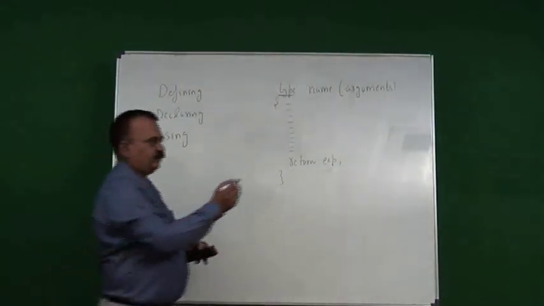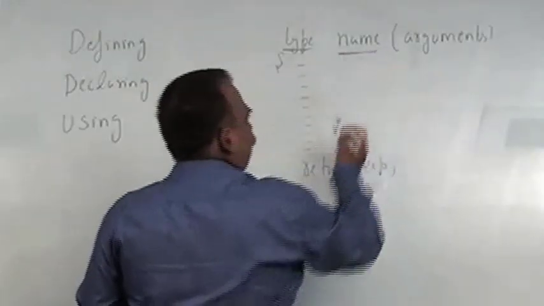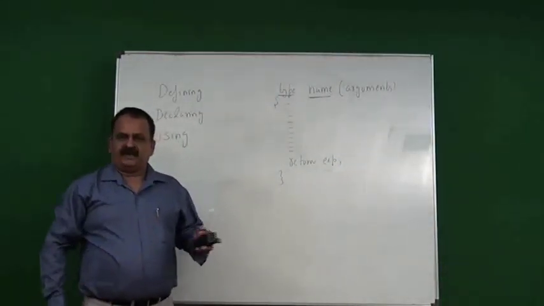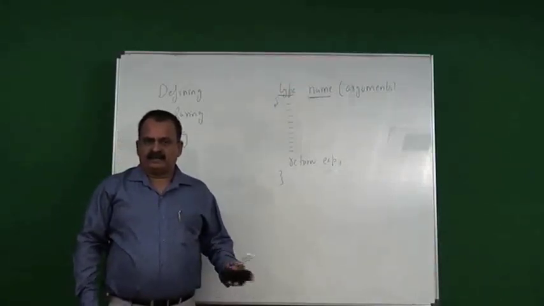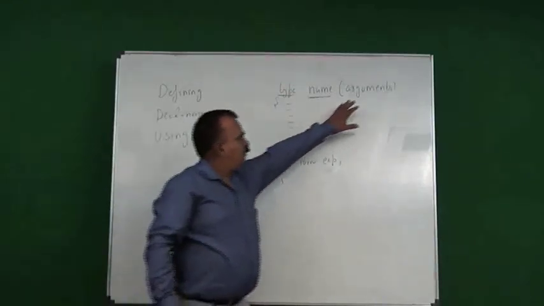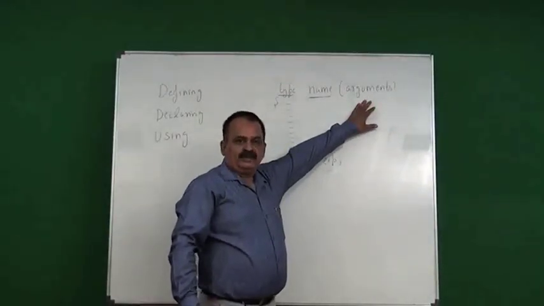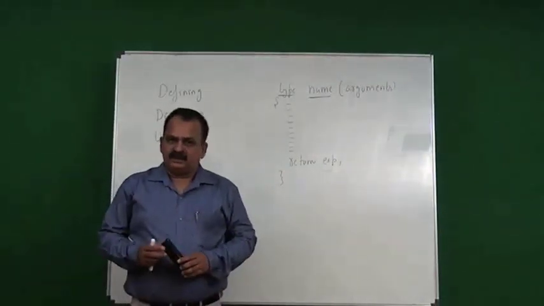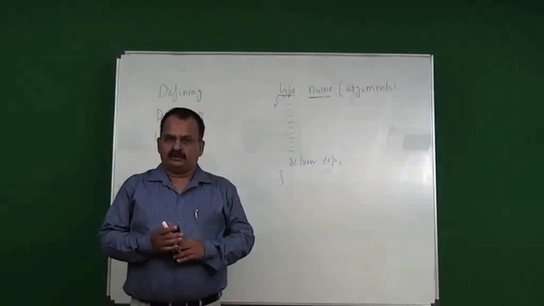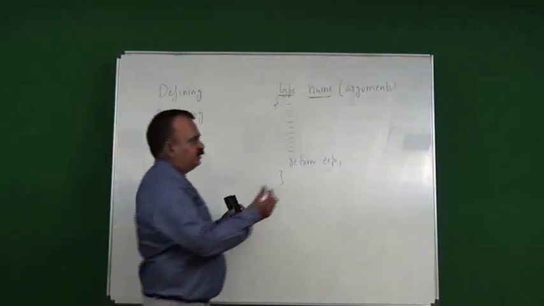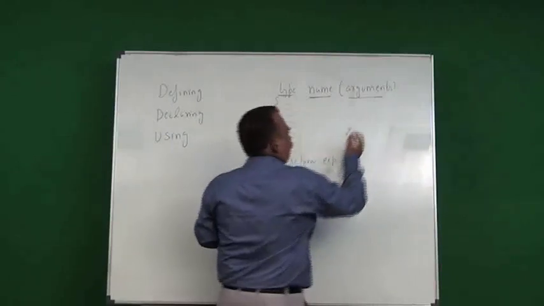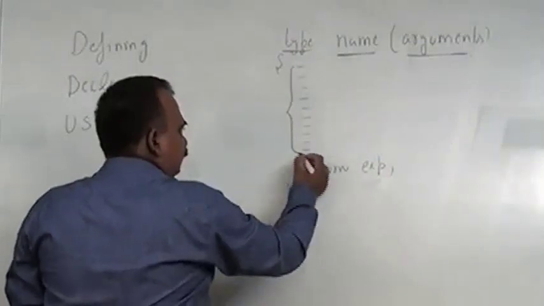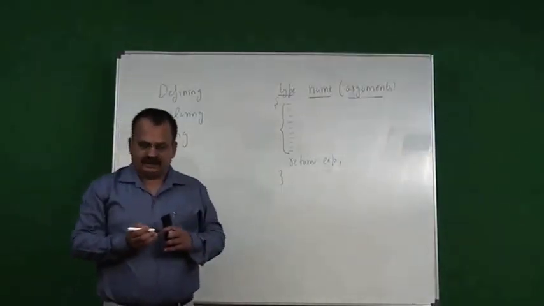Next one is name. Name is any identifier which is used to identify this function. Identifiers are specified as per the rules of C language. Arguments. These arguments are formal arguments. These are used as inputs of the function. But in some cases, these can be used as output also. So arguments are formal arguments used as inputs of this function. The logic of the function is given in these statements. And this is what the body of the function is.